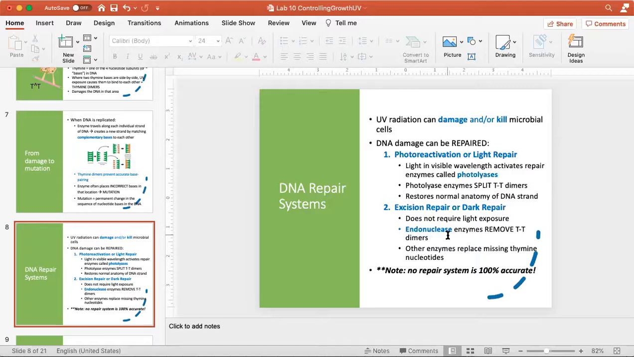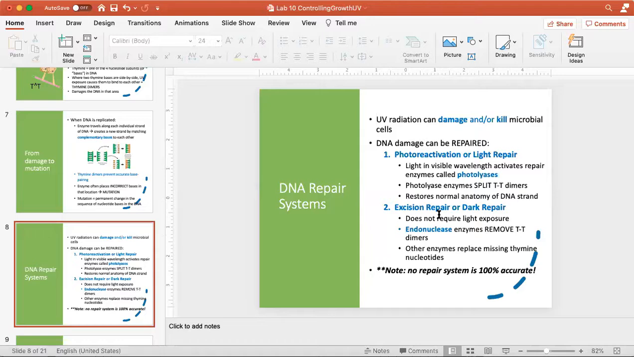And what an endonuclease does is travel down the strands of DNA, and when it encounters a thymine-thymine dimer, it cuts it out. It removes it completely from the strand. That's going to leave a hole, right? That's going to leave a hole in one strand of the DNA molecule. Other enzymes will come in and repair the hole. They'll put two new thymines down and repair that hole.